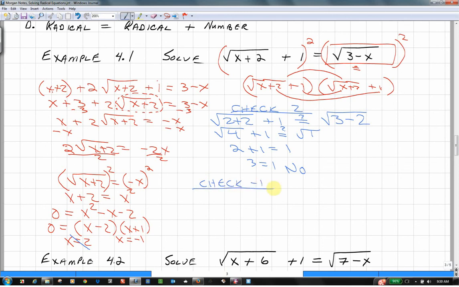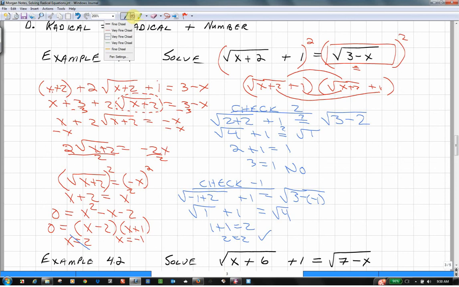Okay, let's check a negative 1. If I put a negative 1 in there, I get the square root of negative 1 plus 2 plus 1 is equal to the square root of 3 minus a negative 1. Under this square root, I got 1 plus 1 is equal to the square root of 4. I've got 1 plus 1 is equal to 2. 2 is equal to 2. That does work. So x equal to a negative 1 is a good solution, and x equal to 2 is extraneous.